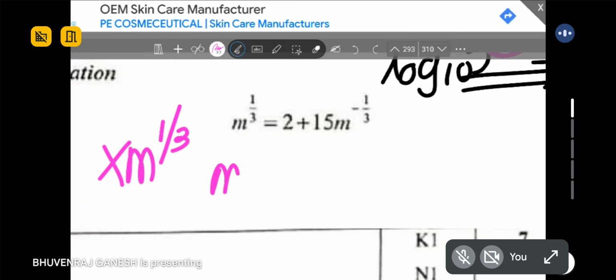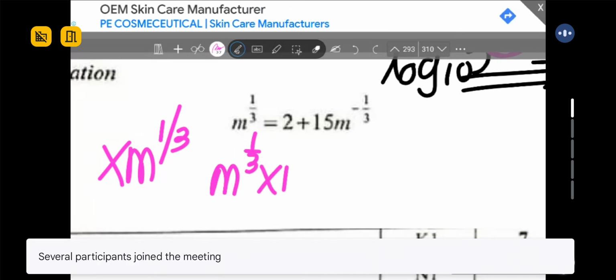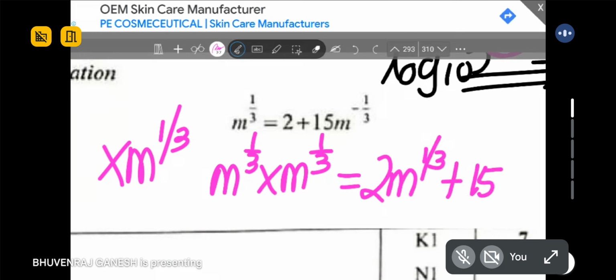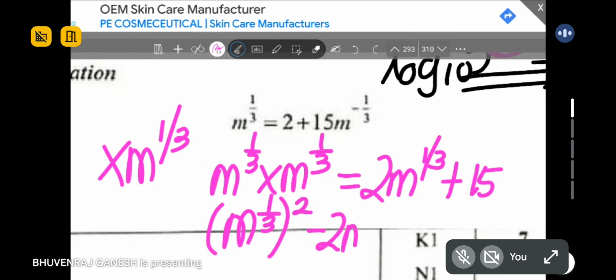So you see guys, m power 1 over 3 times m power 1 over 3 equals 2m power 1 over 3 plus 15. Are you clear, guys? How I get it? Can you see it? Okay, so this one, I can write it as m power 1 over 3 squared, and then minus 2m power 1 over 3 plus 15, minus 15 equal to 0.